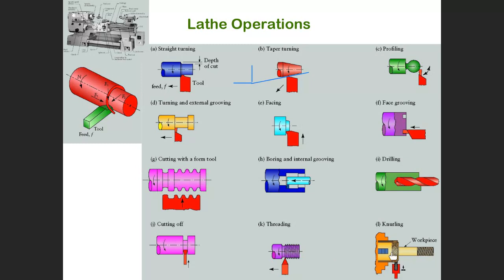Knurling here means we make the surface rough. This is a rough surface. This is a kind of roller. This roller creates the rough surface, mainly for handling and so on. These are some of the processes in a lathe machine.